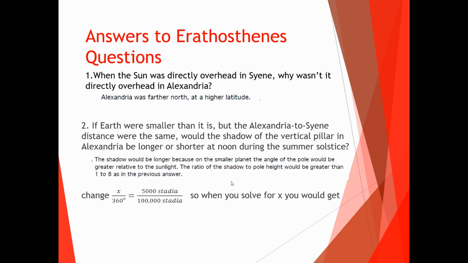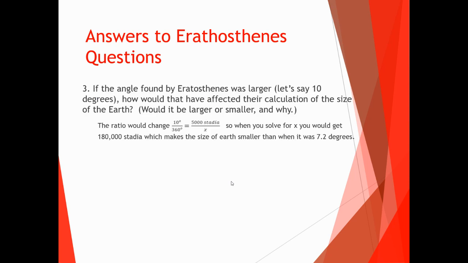I anticipate there's some of you for whom this is not an easy and obvious thing to do, which is why I wanted to discuss it. Number 3, if the angle found by Eratosthenes was larger, let's say 10 degrees, how would that have affected the calculation of the size of the Earth? Would it be larger or smaller, and why?